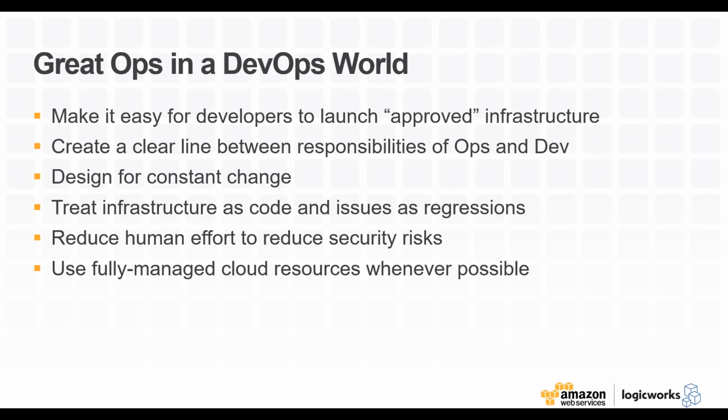Next, building a self-service catalog means that you can create a clear line of responsibilities between ops and development. No more waiting a month to deploy new infrastructure, and developers can just go and launch a new stack as needed. Great ops also means designing for constant change. As a systems engineer, you simply can't custom build each infrastructure stack for each unique app. It's just not scalable.